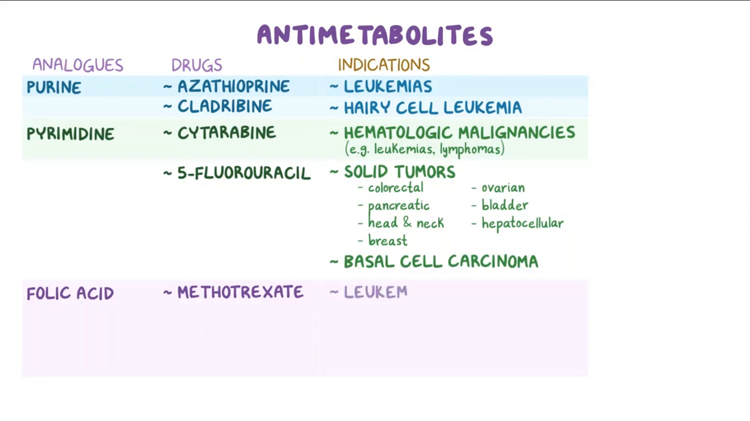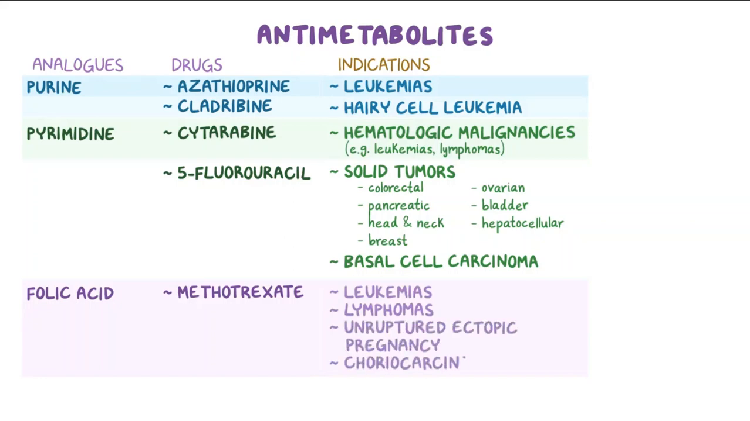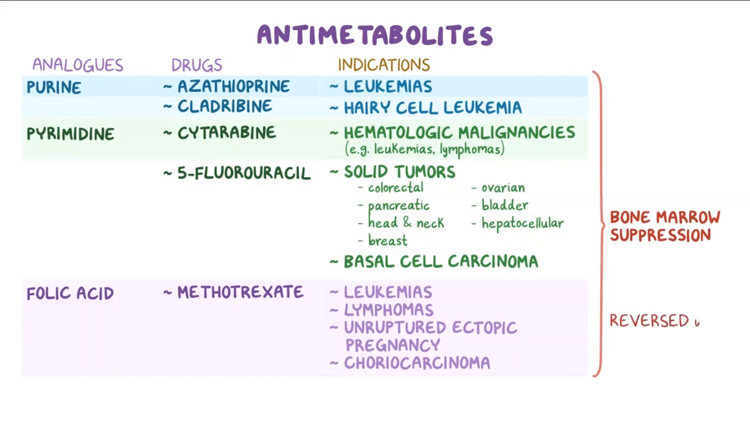Methotrexate can be used for leukemias, lymphomas, as well as solid tumors. Also, it's the drug of choice for early unruptured ectopic pregnancy and for choriocarcinomas. The major side effect of all the antimetabolites used for cancer treatment is bone marrow suppression, but in the case of methotrexate, it can be reversed with leucovorin.